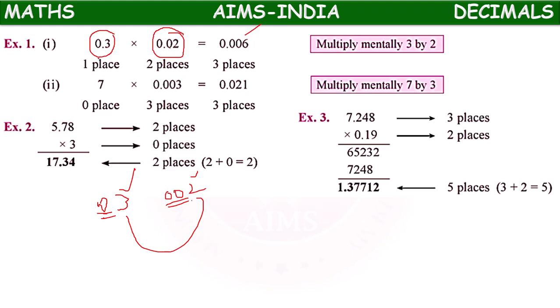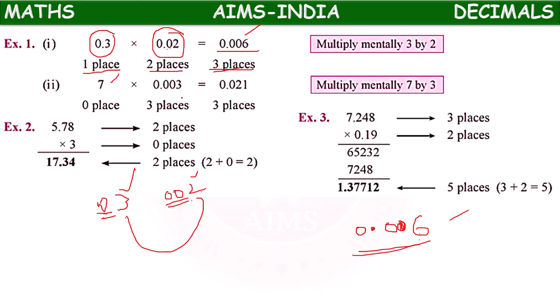But here after the point, 1 decimal place is there, and here after the point, 2 decimal places are there. In the product also, we need 3 decimal places. 3 twos are only 6 we are getting, so we can keep 2 zeros here, point, and 1 more 0. We can insert as many zeros as we want according to the decimal places. So 0.006. This is the answer.